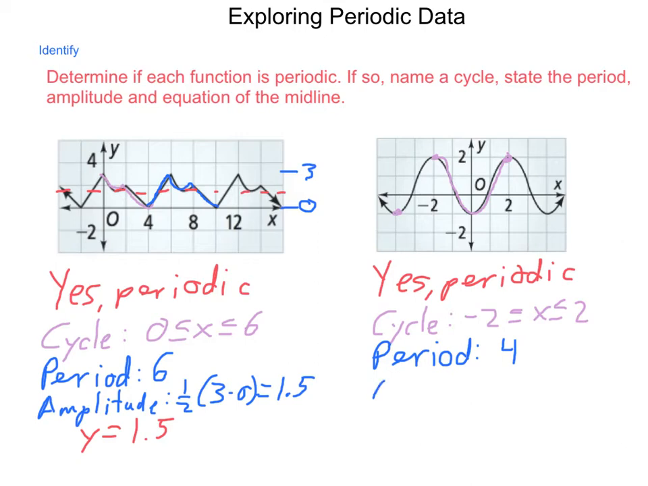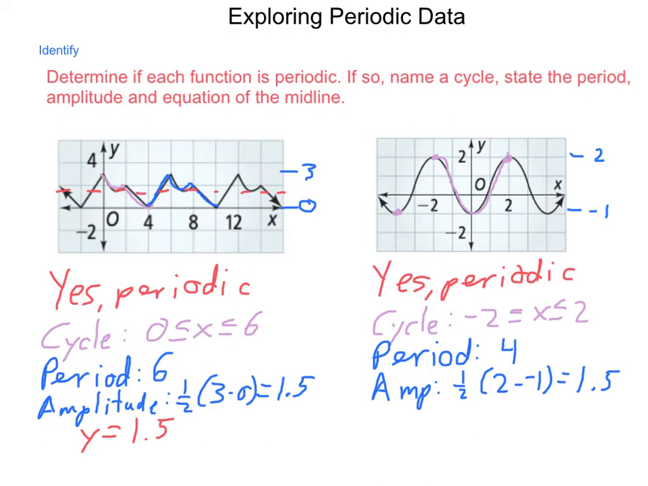Our amplitude is going to be 1/2 of the distance from the minimum to the maximum. Our minimum value is -1. Our maximum value is 2. So that'll be 2 minus a -1. That's a value of 3. Half of 3 is, again, 1 5/10, or 1 1/2.